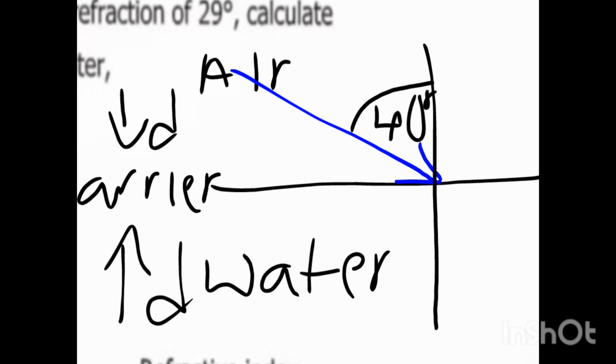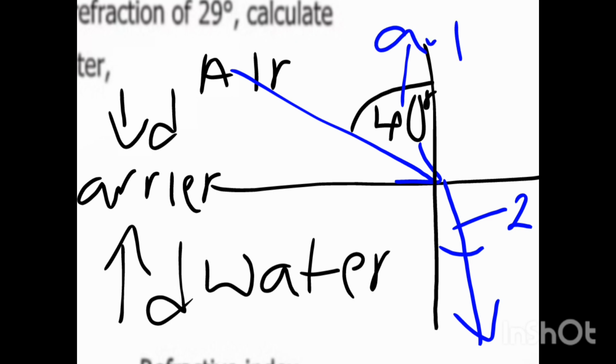Looking at where it's coming from, it is less dense, and where it's heading to is more dense. So the light is supposed to bend towards what? I'm pretty sure you have already figured it out. The ray will bend towards the line of normal, where the angle of refraction will be 29 degrees. This is the angle of incidence. So that's the basic picture there.